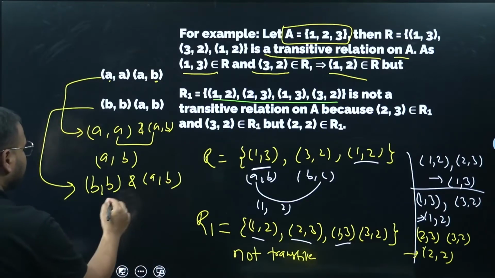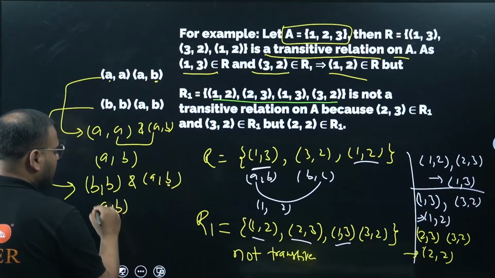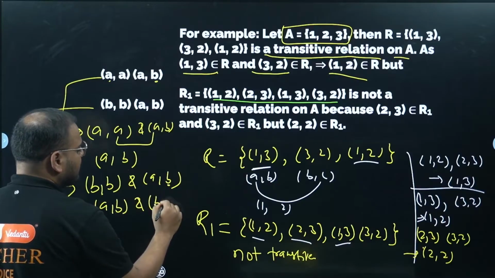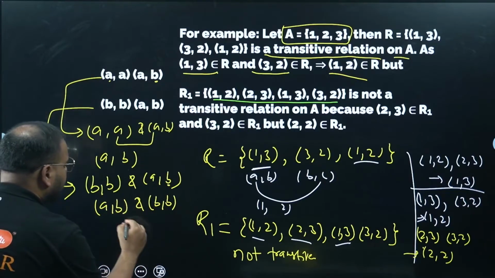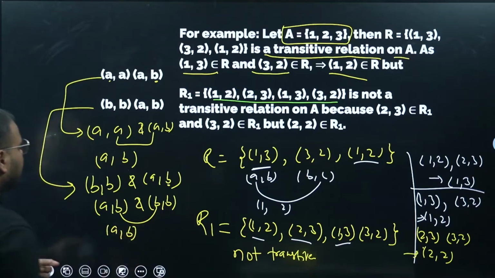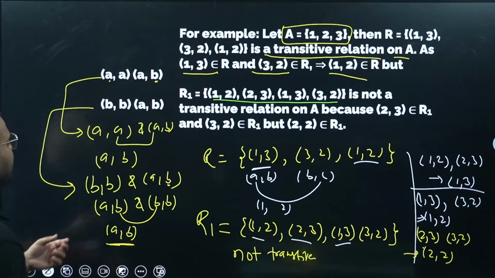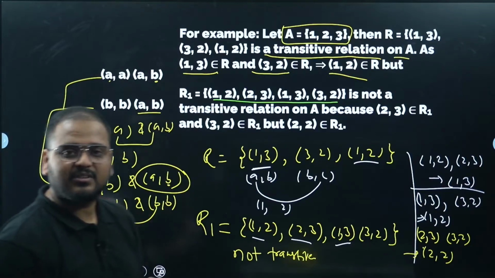We have to rewrite it because this element should be common. So I'll write it as AB and BB, just reversing the order. Now if you compare B and B, what has to be there? A and B, right? For it to be transitive, A and B must be there. And it is already there here, so it is a transitive relation.